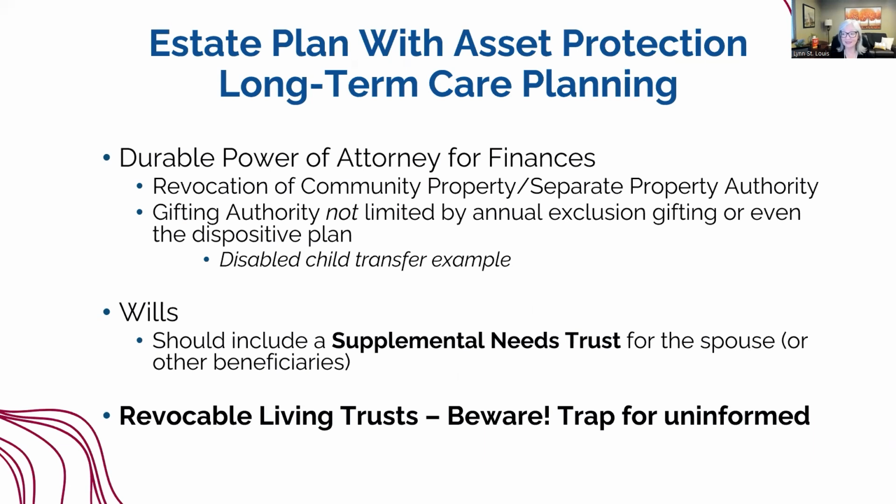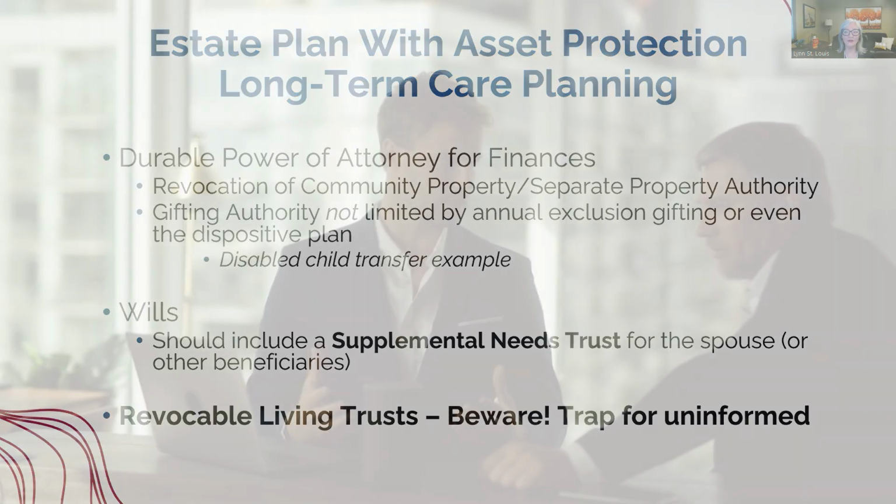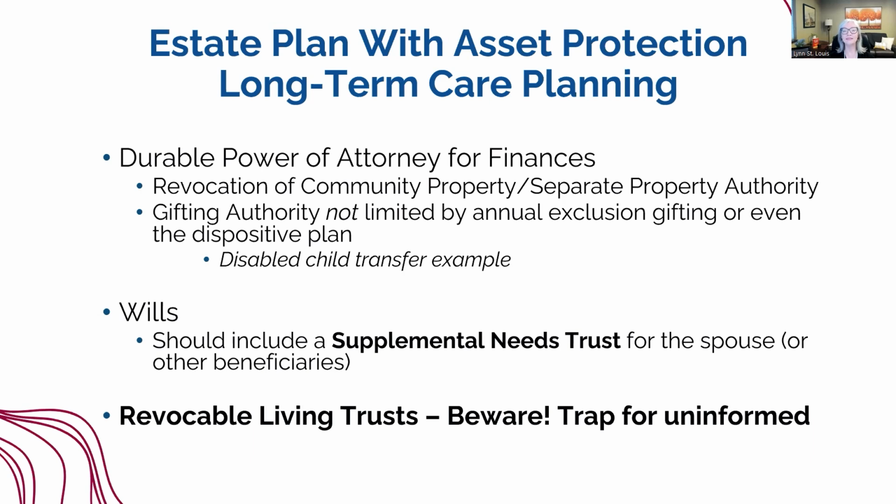So for estate planning that protects assets, you need a durable power of attorney for finances, one which includes authority to revoke a community property agreement and to enter into a separate property agreement. The power of attorney must have authority to allow gifting, and gifting that is not limited by the annual exclusion amount, which is like $18,000, or is limited to what the dispositive plan of the will looks like. It has to be very broad gifting authority.